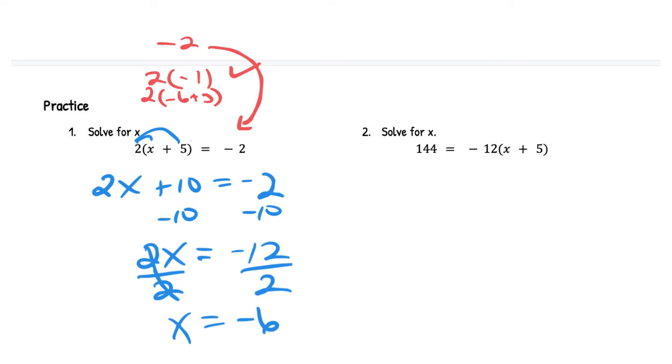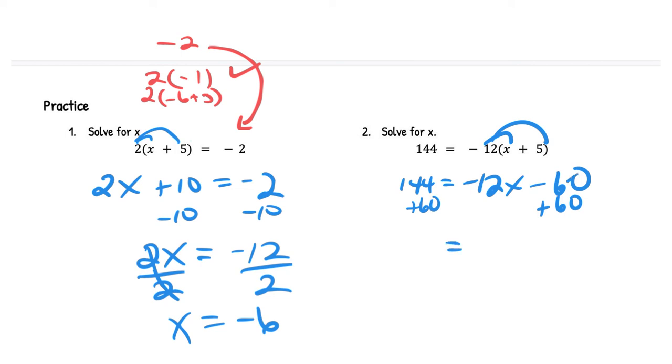Now we'll look at example 2. Just because it's on the right side doesn't change anything. We're still going to distribute first. So negative 12 times x is negative 12x, and negative 12 times 5 is negative 60. Next, I want to get my variables together. I want to get my numbers, my constants together. So I'm going to add 60. So that means those will cancel and have negative 12x on the right. On the left, 144 plus 60 is 204.